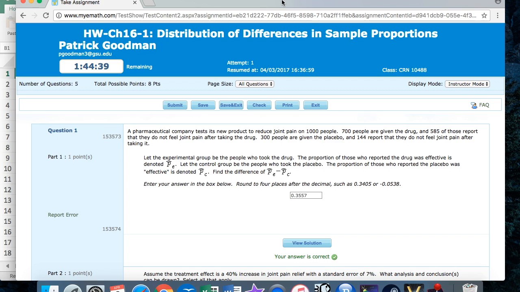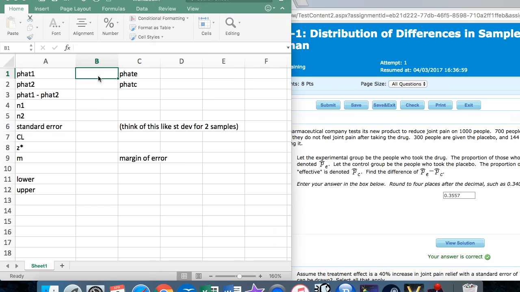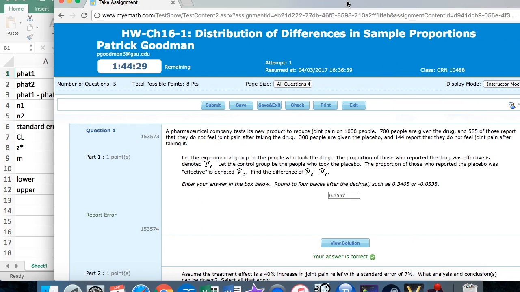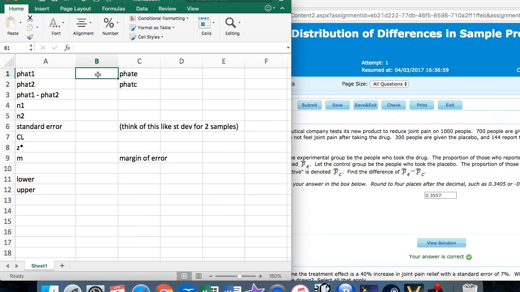So first off, let's find our p-hats. It says 700 people were given the drug, and 585 of those did not feel joint pain. So that means out of our 700 people, 585 did not feel the joint pain. So our p-hat would be 585 divided by 700. Make sure you put an equals before that to open yourself up to the math world.